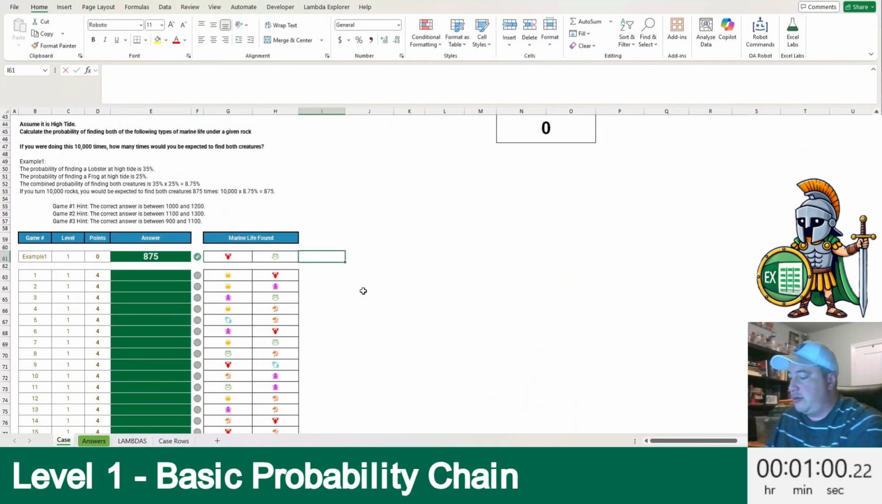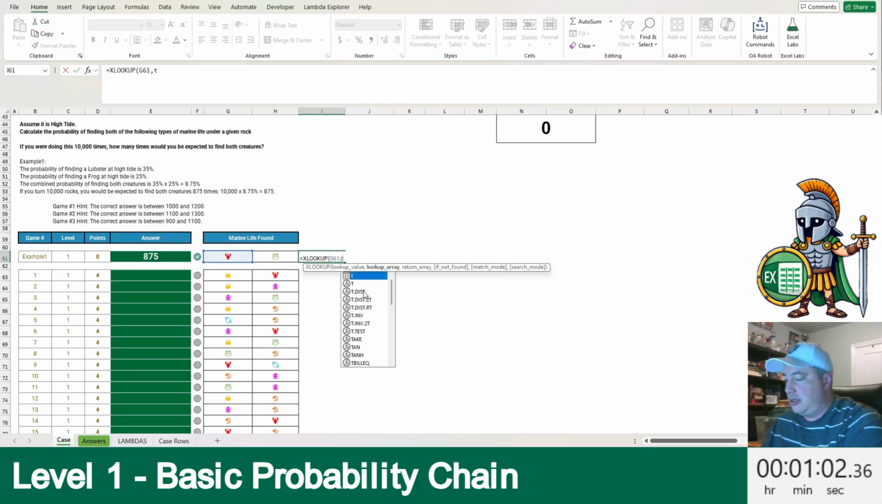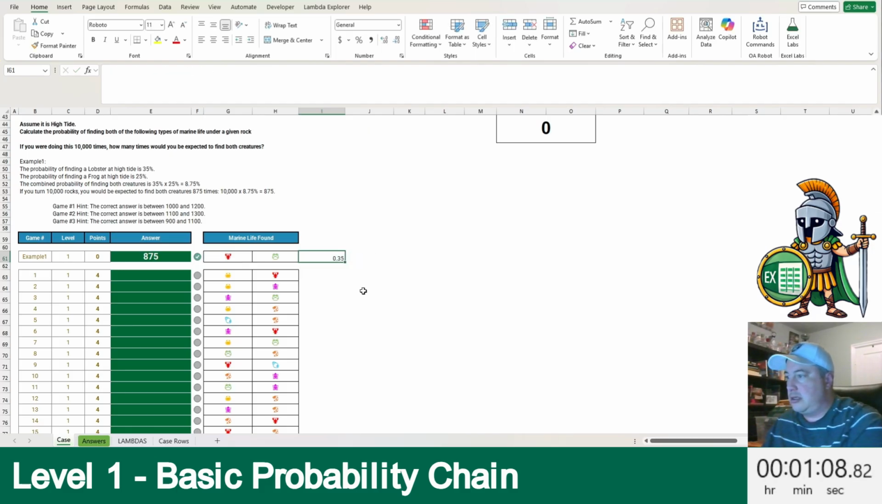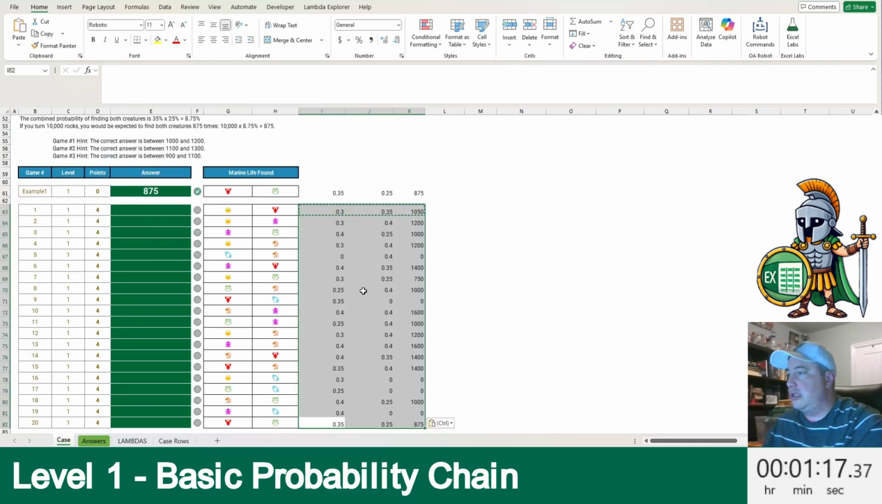Okay, so here we want the probability during high tide for each of these animals. So T high. And then we're just going to multiply those probabilities together, multiply by 10,000, and we're good.